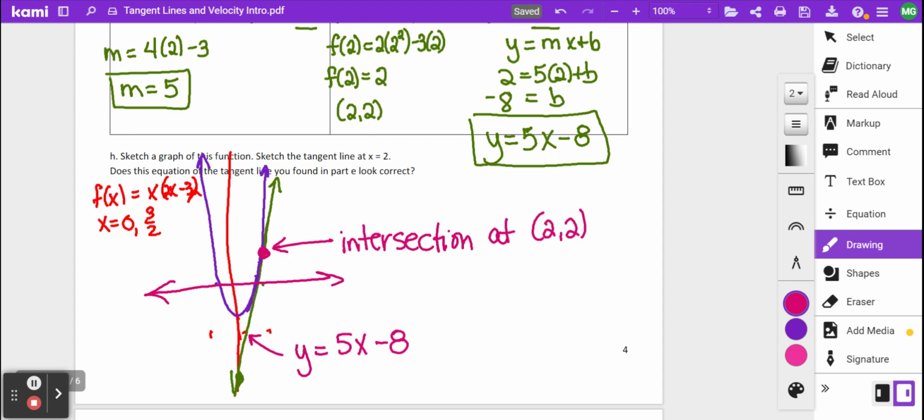Okay, so hopefully when you graphed it, it looks something like this. You can clearly see we have a tangent line intersecting right here at the point that we said, (2, 2). We have a very steep slope of 5 and a y-intercept of negative 8. So we found it. We found the equation of the tangent line at x equals 2.